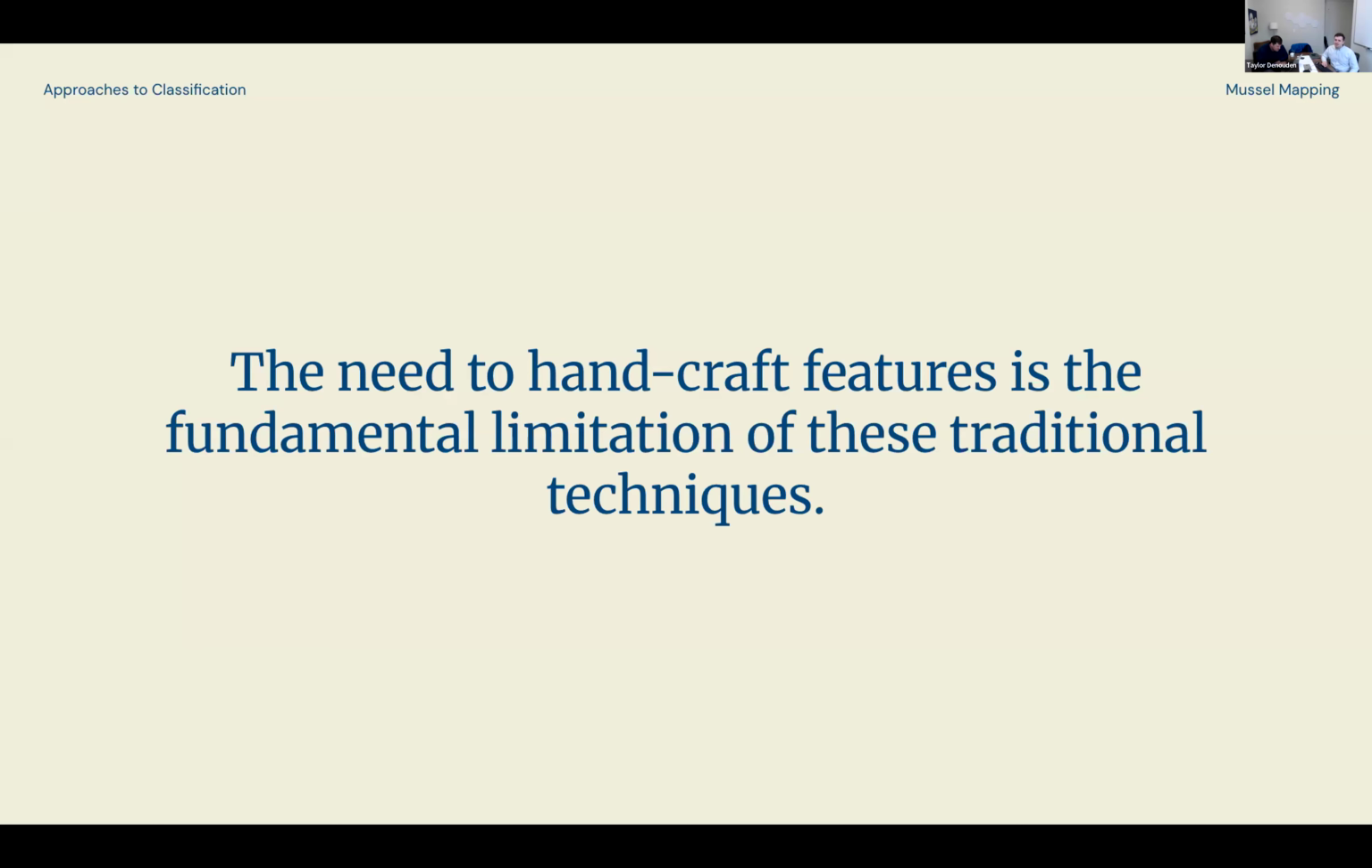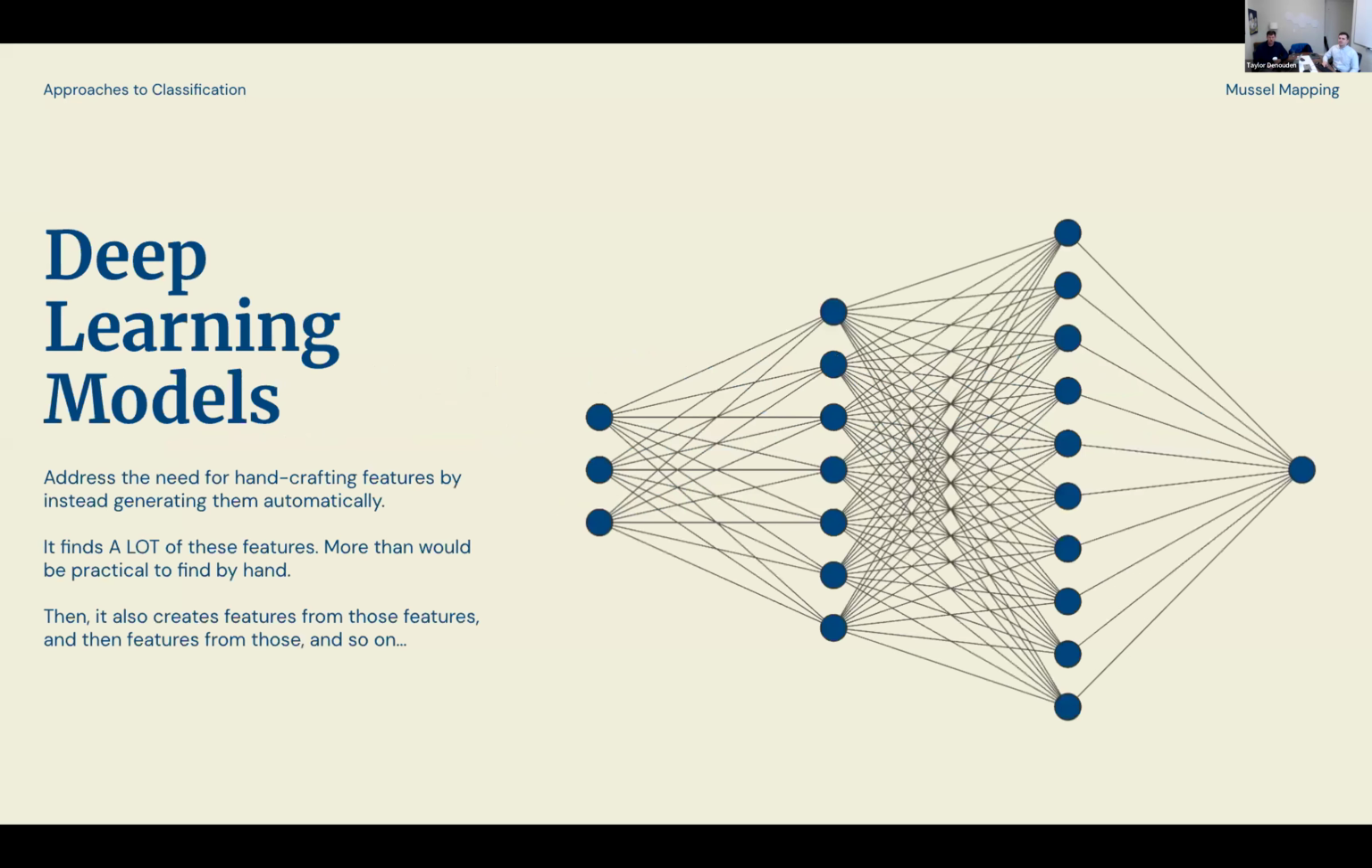So we've already stated this a few times, but the fundamental limitation of a lot of traditional classifier techniques is the need to come up with those features that help you differentiate between mussels and other things, or whatever you're interested in. And so the deep learning approach solves this problem for us by automatically figuring out what features are useful for differentiating between your classes of interest.